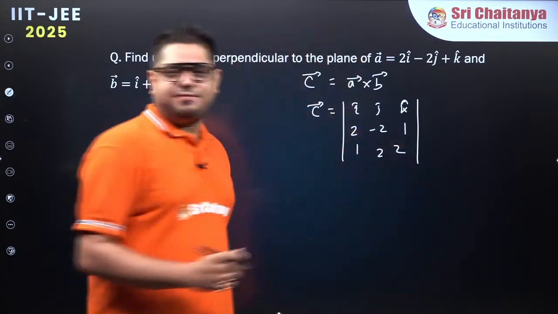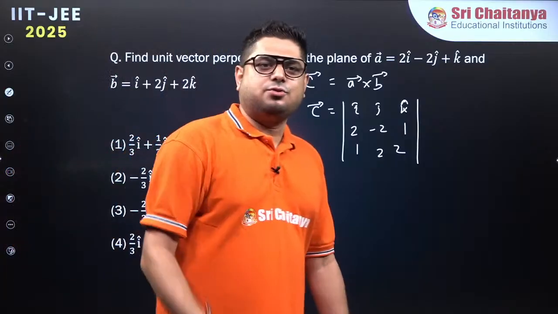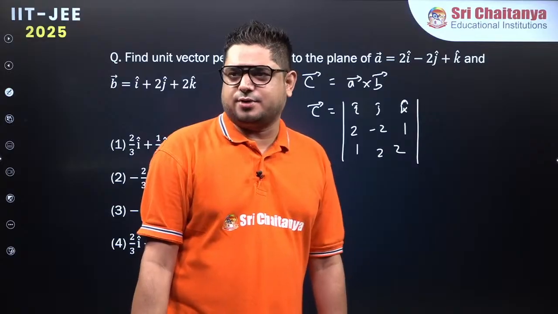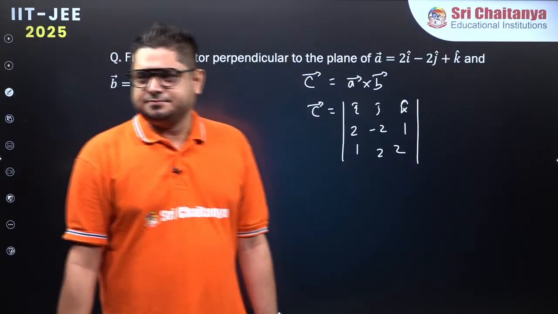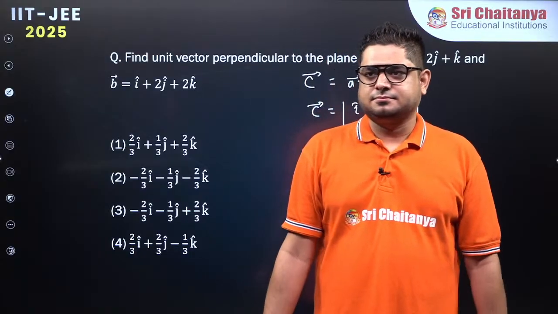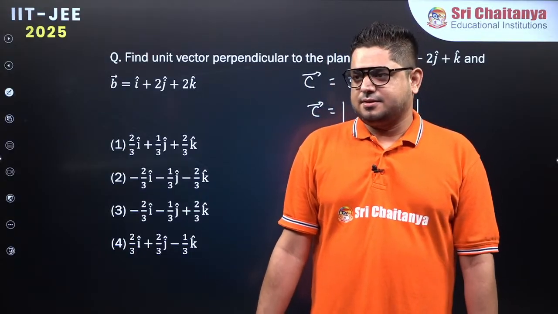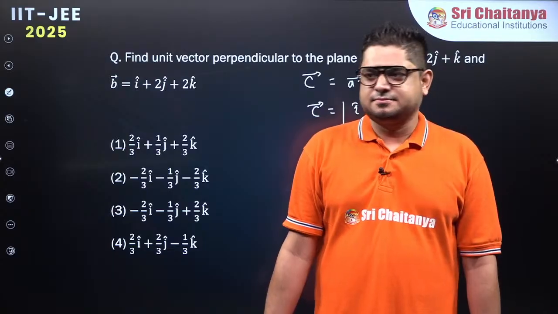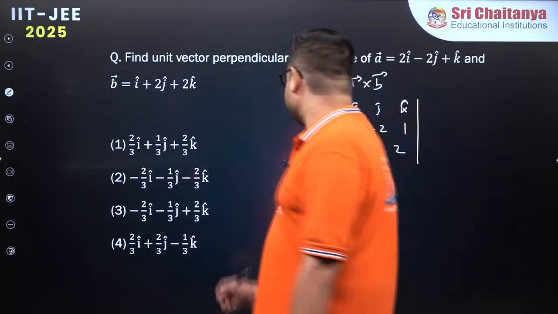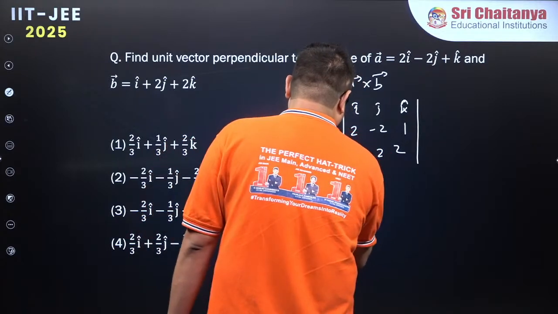What is the answer, everyone? I want everyone to write down the cross product between these two vectors. What do you think it's going to be? Okay, what's the answer? So what you have to do? Once again, you have to solve it.